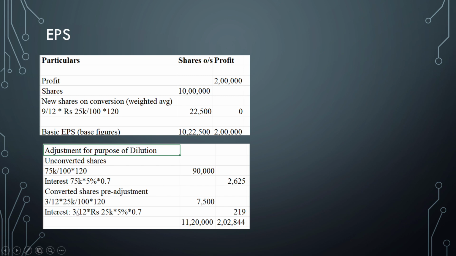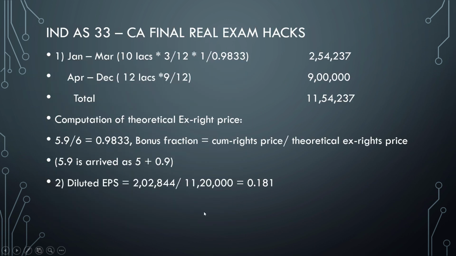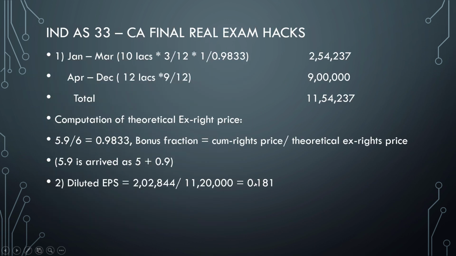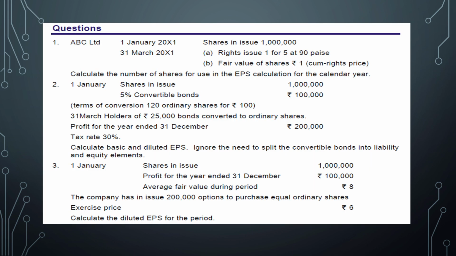And the interest for the convertible shares pre-adjustment will give you rupees 219. So if you do that, this is 11,20,000 and this is 2,02,844, which we got here. So the diluted EPS in your second question is 0.181. Hope all of you are following and are with me. So moving on to the last question and the most important question. But remember, the second is very important out of all the three.